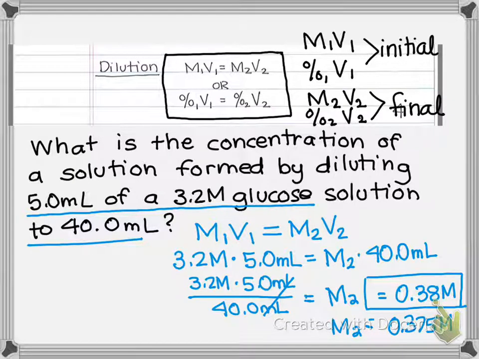And it does make sense if you look. I started out at 3.2. So it makes sense that my solution would dilute and have a lower concentration.